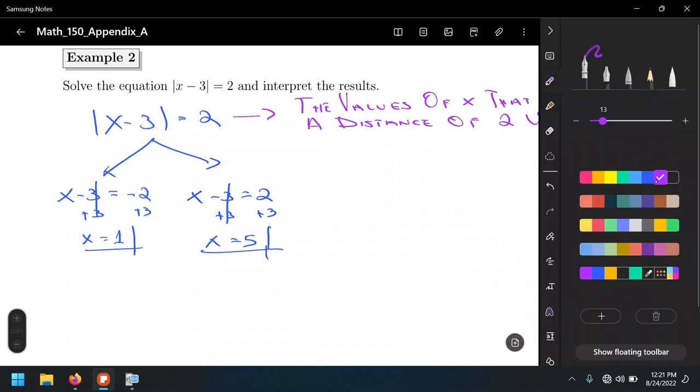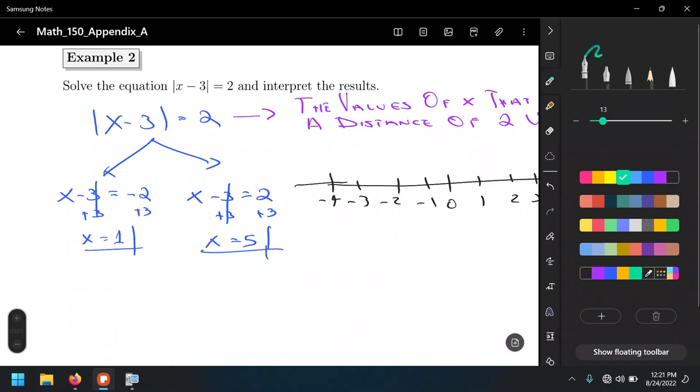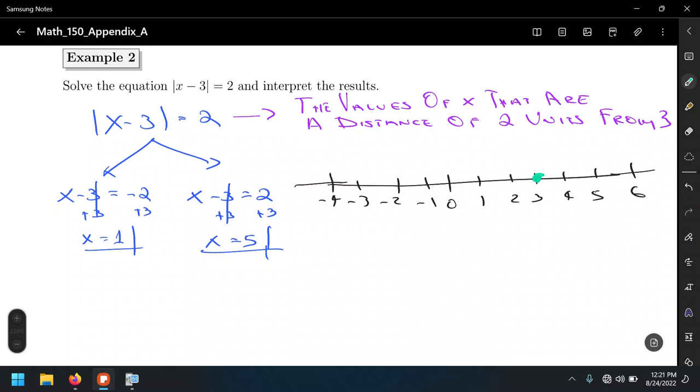How about we see this graphically? Okay, so there's our 0, that's 1, 2, 3, 4, 5, 6, negative 1, negative 2, negative 3, negative 4, etc. So here our center is the number 3. Two units away from 3, yes. Okay, so if I move 2 units towards the right of 3, where do I get to?